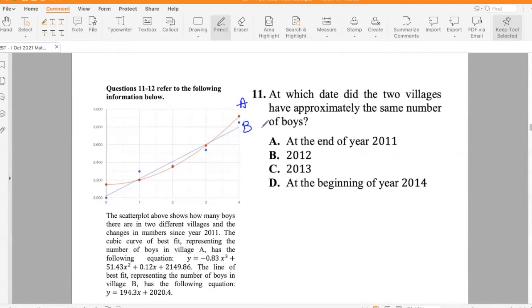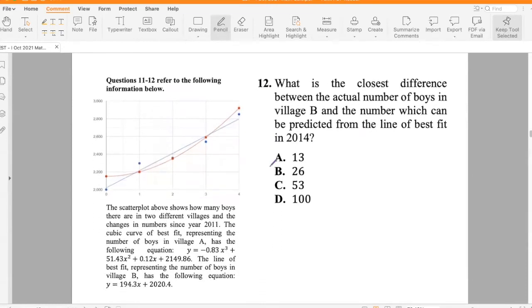Okay, which date? So we are looking at these points, right? The blue and the red points. So they were approximately the same in the second year after 2011. So this is 2011, 12, and 13. So that would be 2013, option C.